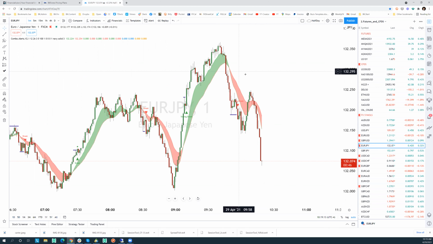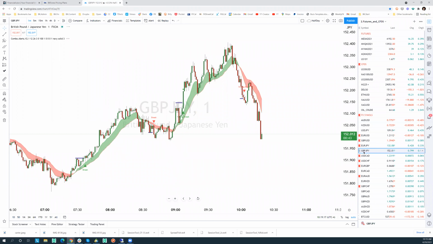Euro yen right now is breaking down, but off of a higher break, so not anything really clear to us. Same thing with pound yen, not really a clear break to the downside yet.